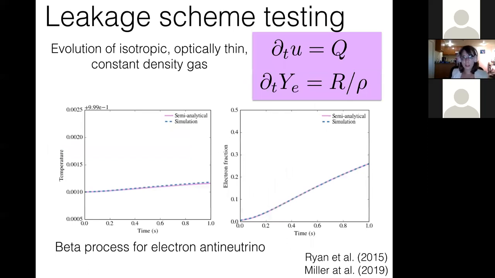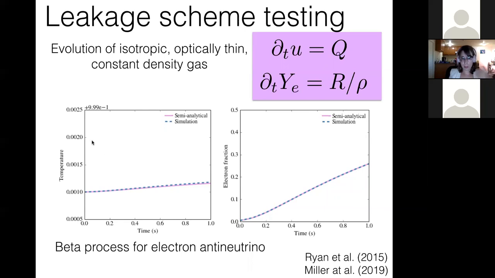Now, what we can do to test the leakage scheme, and this is actually really nice work by the Los Alamos group, is that we can take an isotropic, optically thin, constant density gas, just a couple of cells that have constant density, constant temperature, and just let them evolve. If we do that, then our equations just reduce to these simple equations where Q and R can be semi-analytically calculated, because you still absolutely need to do some table interpolations because you need the chemical potential. But you can semi-analytically calculate Q and R, and then with that, you can also just evolve this equation.